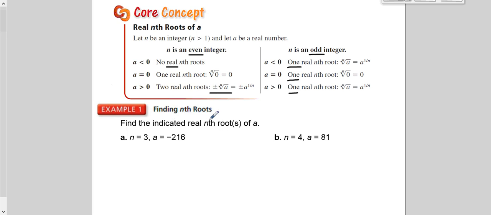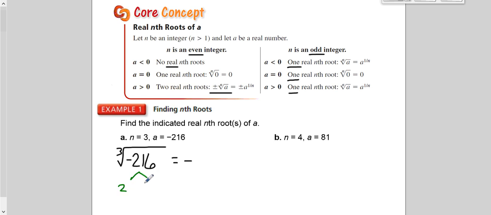Find the indicated real nth roots of a. Example 1. We want to find the cube root of negative 216. The first thing we need to realize is this is a negative, less than 0, so there's 1 real nth root. It is going to be a negative. To know what the cube root is without using a calculator, we need to break down 216.